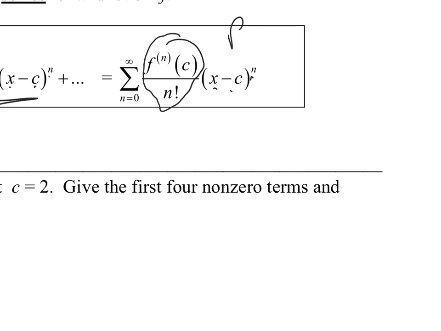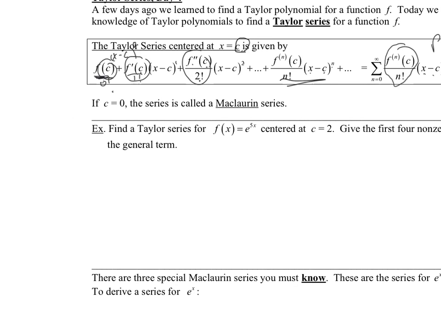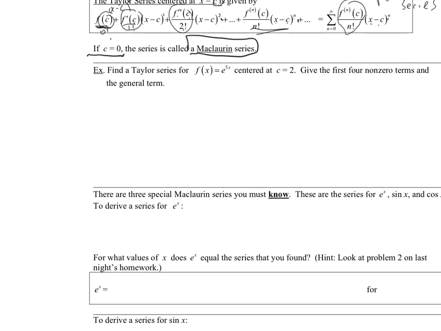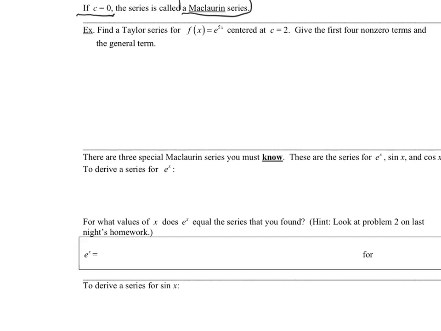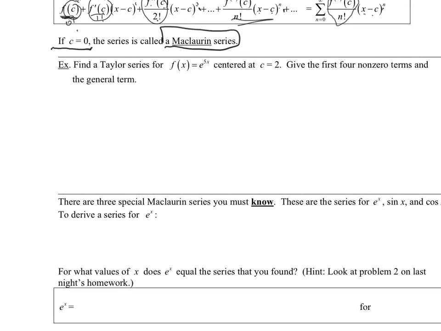We called this a power series, as you recall, in the last lesson. It's called a power series because it's a series of terms that have different powers. If c is 0, that Taylor series is special. It's called Maclaurin. So this is review, because these three that we're going to do here, e to the x, sine of x, and cosine of x, are all the most important power series that you need to learn.